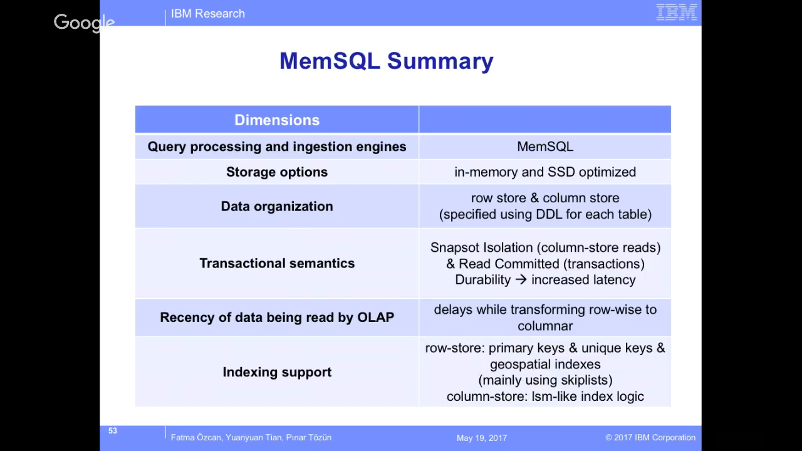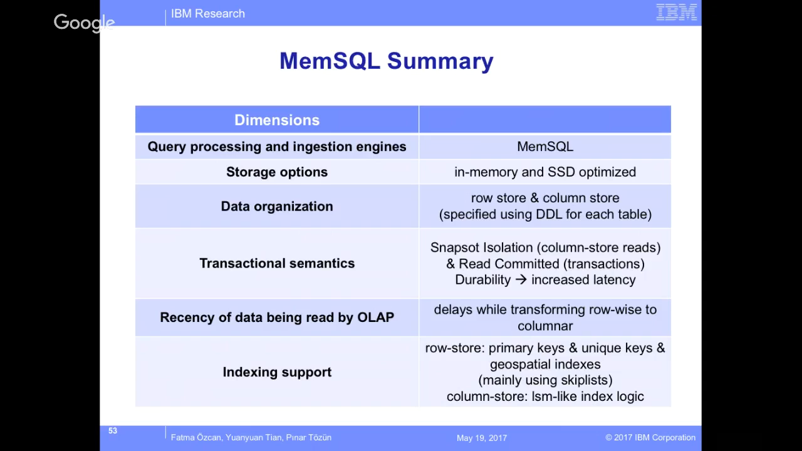To quickly summarize MemSQL as well: you have one engine, both in-memory and SSD optimized. Data organization-wise, you have both options; you can keep the tables in row format or columnar format. Transactional semantics-wise, I would say MemSQL is a bit looser when it comes to ACID, because by default they give you asynchronous logging, and transactions are handled in the read committed isolation level.